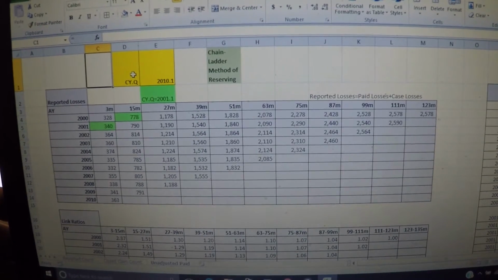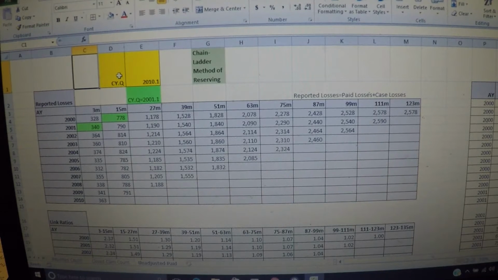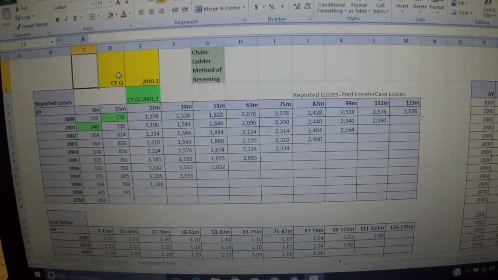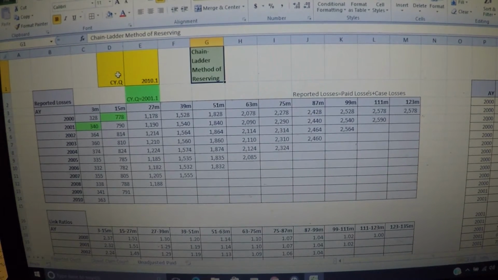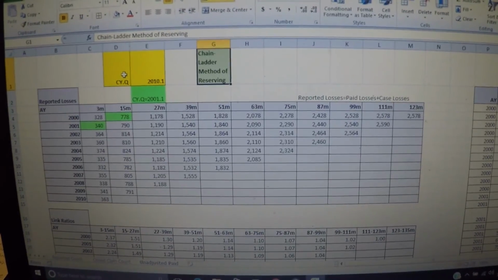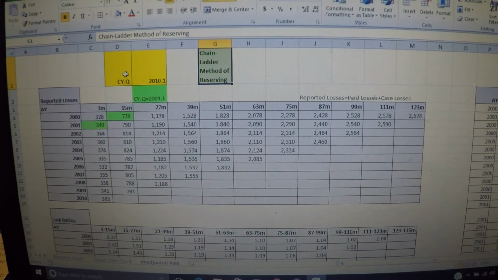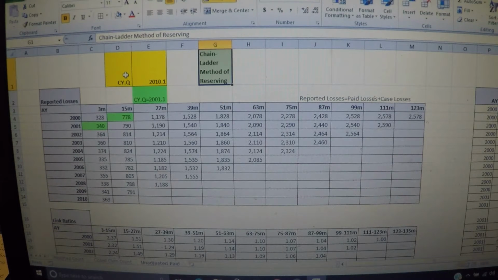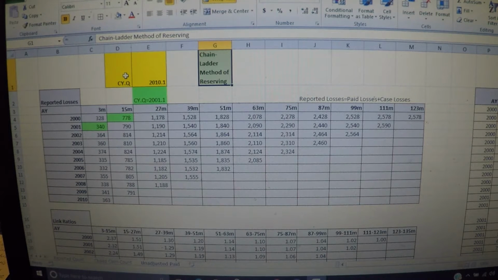This was a requested topic. I proposed it, and enough people liked it that I think it's worth going over. I want to go over a specific reserving technique called the chain ladder method. This is the most basic method, I would say, and it is one of the techniques used for predicting or projecting ultimate losses.